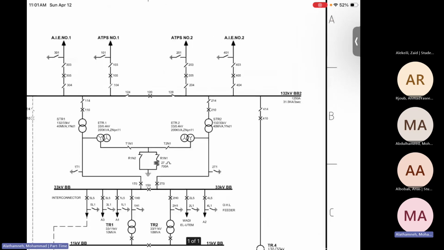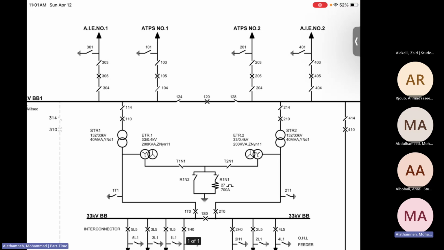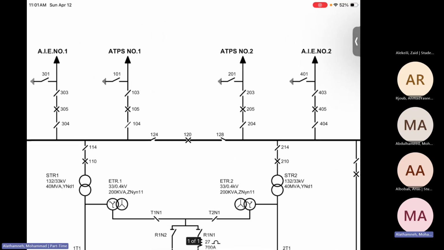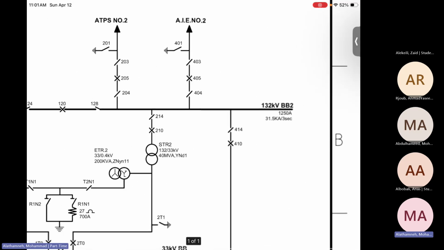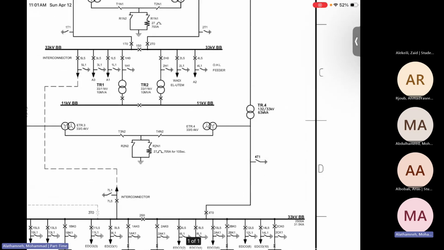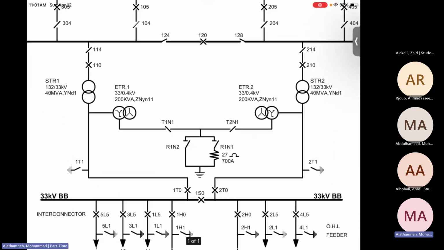If there is a problem on ATP circuit number 1, ATP2 should take care of it. If there is a problem in the first bus bar, this part of the bus bar, the second half of the bus bar should take care of it. This is called n-1. This is very common in high voltage and extra high voltage in Jordan. Therefore, as a result, STR1 and STR2 are both in parallel. This is a must. They must be in parallel.